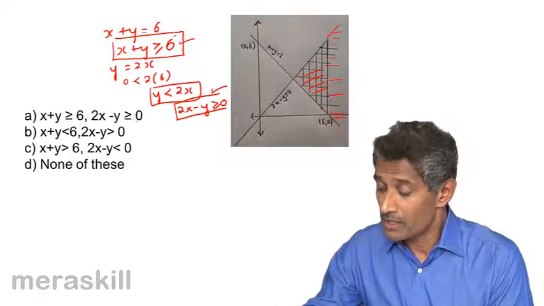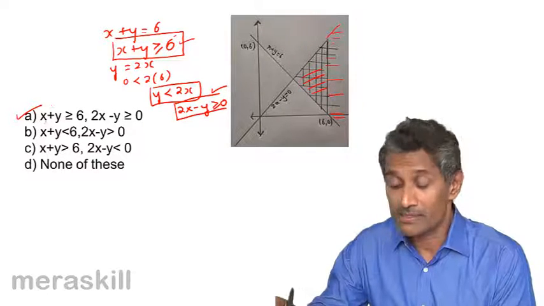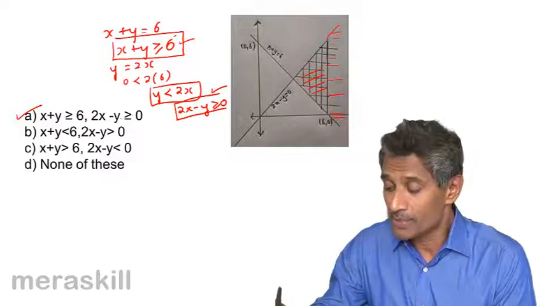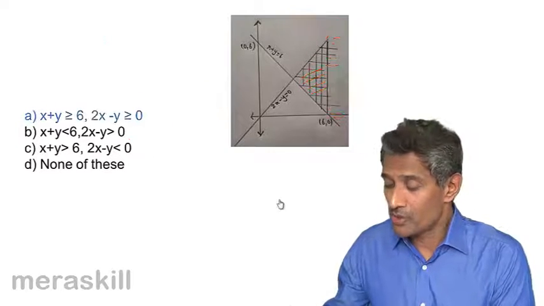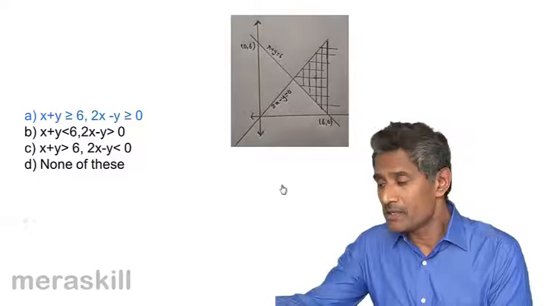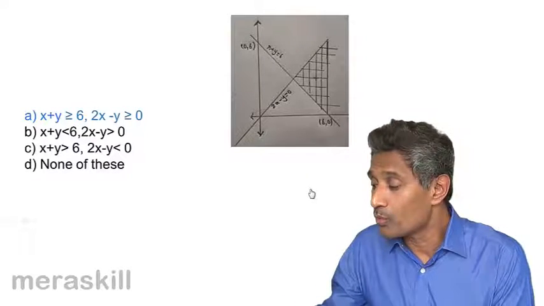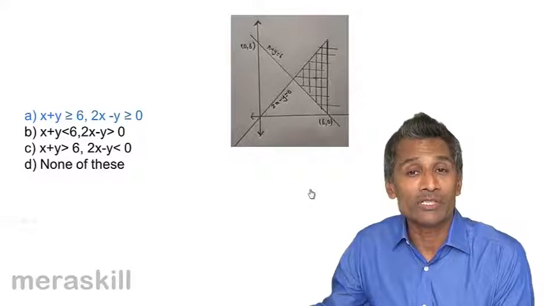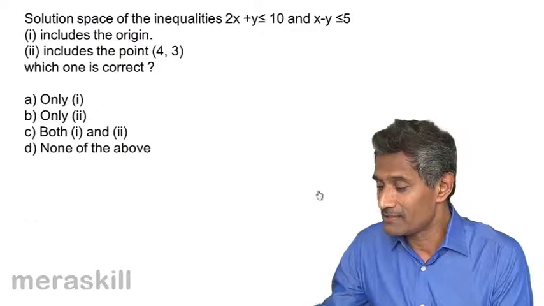So the only possibility over here seems to be A. So we have this as the right option. X plus y is greater than or equal to 6, 2x minus y is greater than or equal to 0, which we confirm from the answers. So these are basic things about how we can judge from a graph as to what kind of signs can be included to decide a particular region with respect to the given equations of the lines.